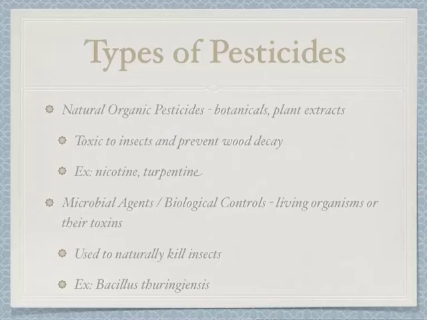Natural organic pesticides, also called botanicals, are made from plant extracts. These can be toxic to insects or prevent wood decay. Examples of natural organic pesticides are nicotine from the tobacco plant and turpentine. Microbial agents and biological controls are living organisms or toxins produced by living organisms that we use to help rid us of pests. These will naturally kill insects. An example of this is the Bt bacteria that is applied to certain crops, or the genes are used in certain crops, and they actually prevent and kill off insects in that area.